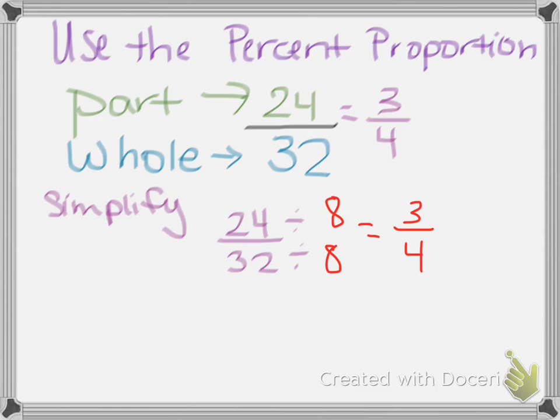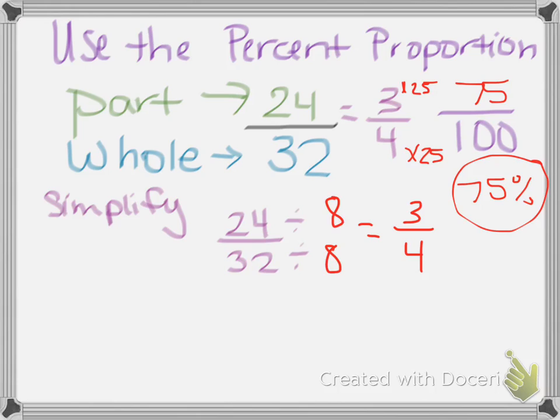Now that we have 3/4, it's easier for us to put it up next to 100 and compare it that way. So this is a different strategy other than the number line, and this is showing you how to set it up next to 100. So how do you get from 4 to 100? You multiply by 25, so you're going to do the same on top, and you get 75. So 75 per 100 is 75%.